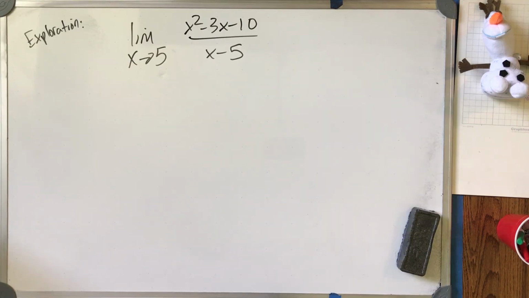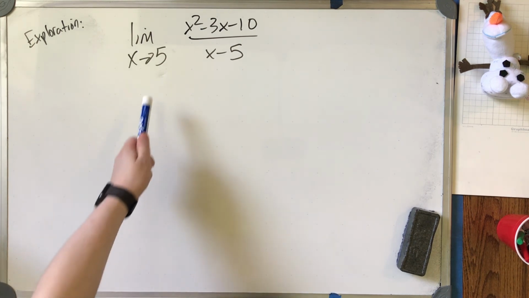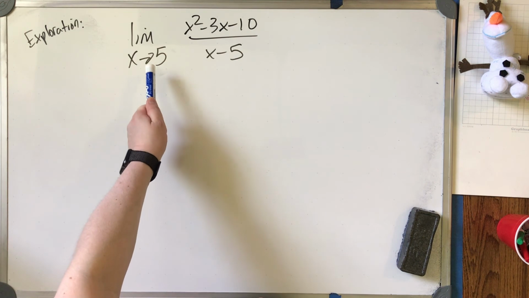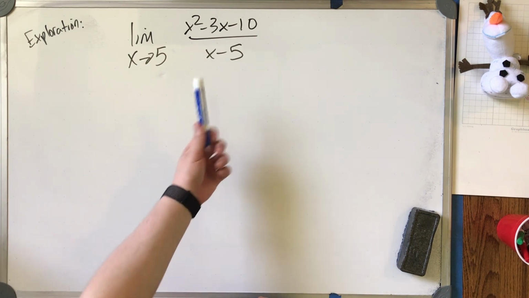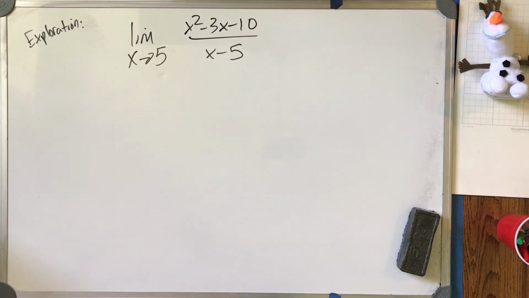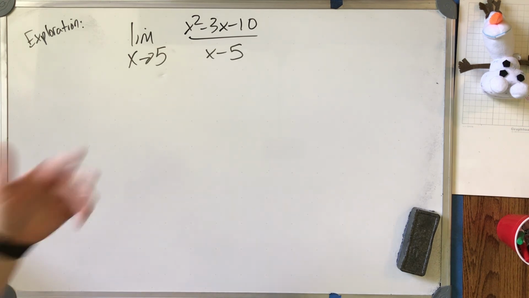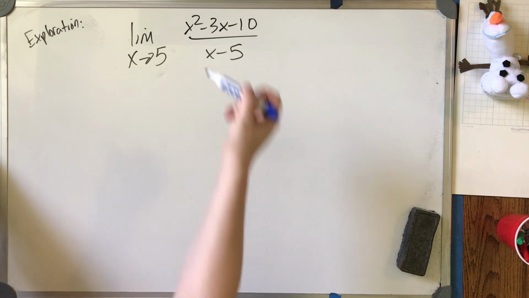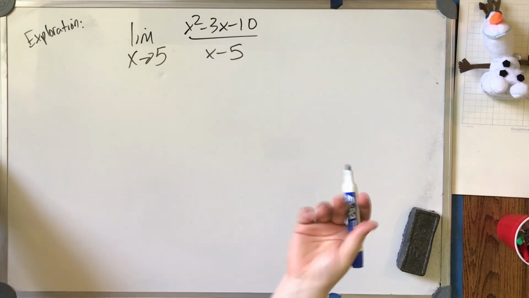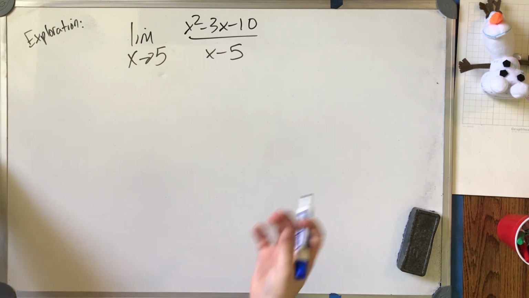So this next exploration is to really go over what happens when direct substitution fails. So if I try to direct substitute in 5 right now, I'm going to get 5 minus 5 in the bottom, I'm going to get 0. So that doesn't work. But our first strategy that we can do if direct substitution does not work is to try to factor things to see if we can eliminate what's preventing us from direct substituting.